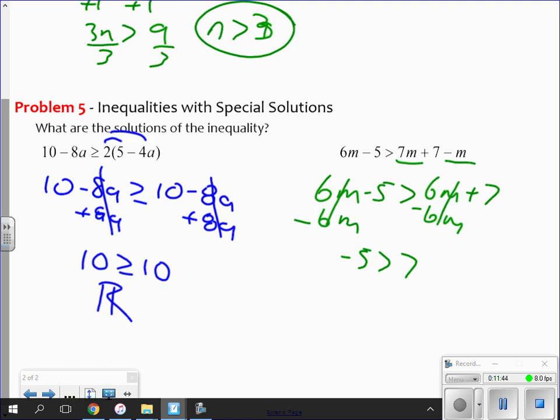Is this a true statement? No, negative 5 is not bigger than 7. This means that there is no solution. Nothing will work. Everything works, nothing works. Okay? That's the situation going on here. That's the special situation. If your variables drop out, if it's a true statement, everything works. If it's a false statement, nothing works. Okay? Questions? Awesome.